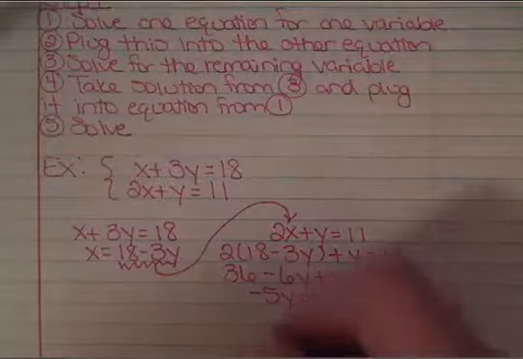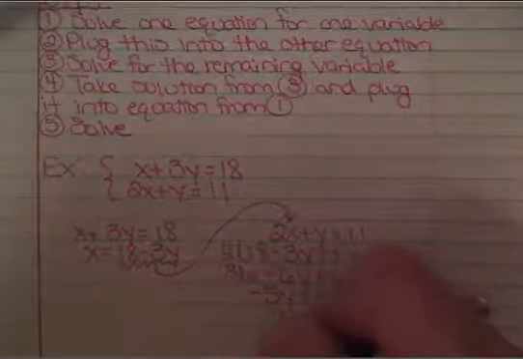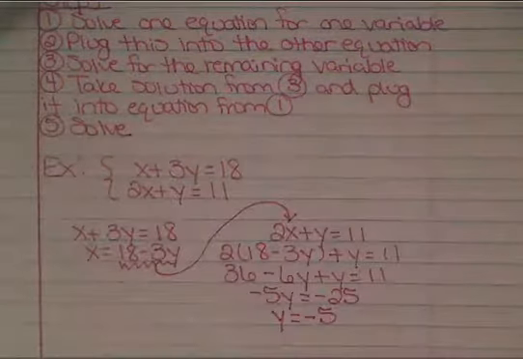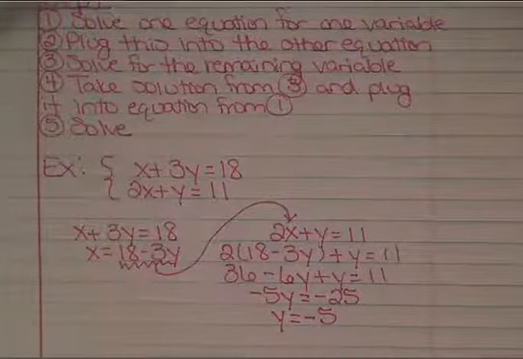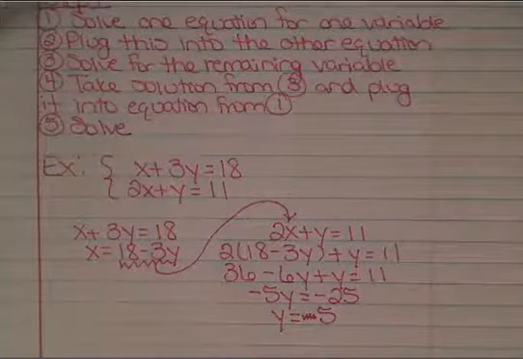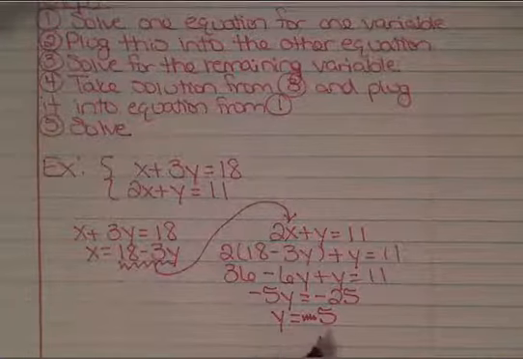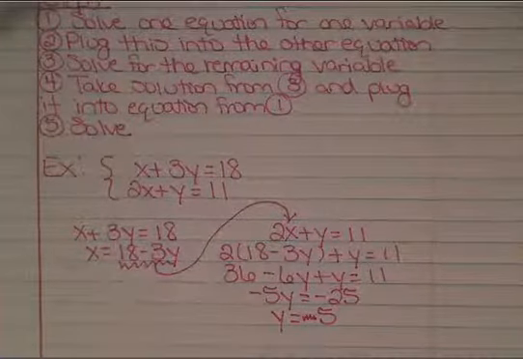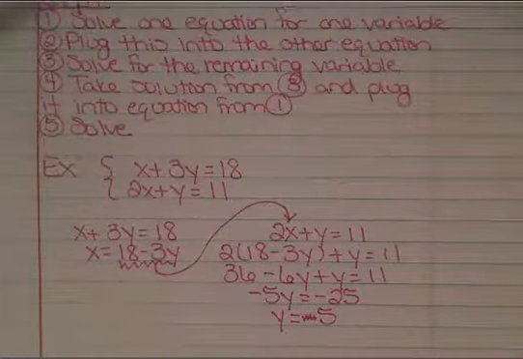Divide both sides by negative 5, and that gives you y equals negative 5. Or excuse me, that's supposed to be positive 5. So we have y equals 5. Right now we know half of it. We know what y equals, but we don't know what x equals.